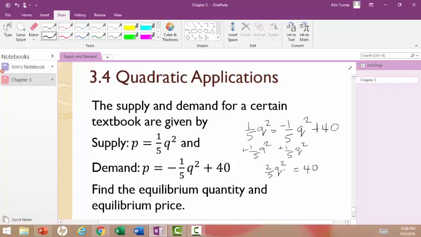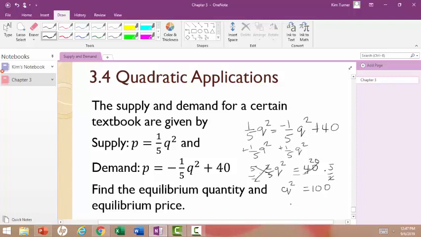equals 40. I need to get this Q squared alone, so I'm going to multiply both sides by the reciprocal, 5/2, on both sides. The left hand cancels. I'll cross cancel the 2 with the 40 to get 20, and Q squared equals 100.